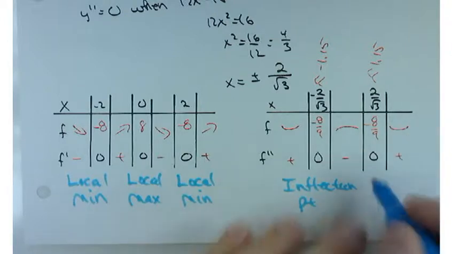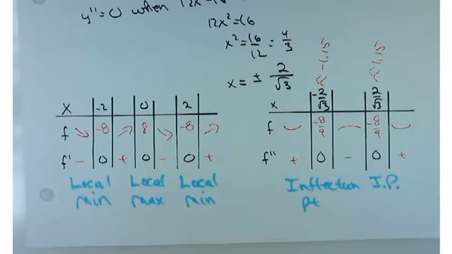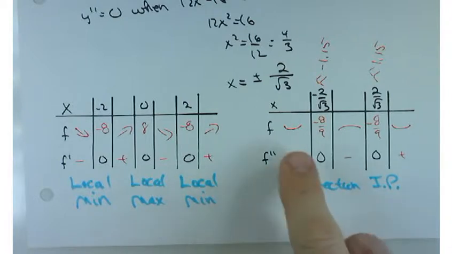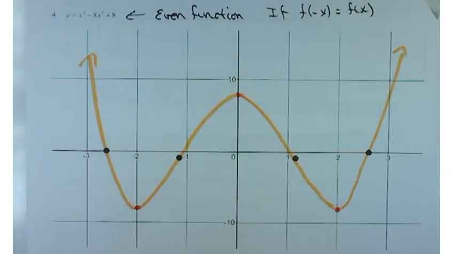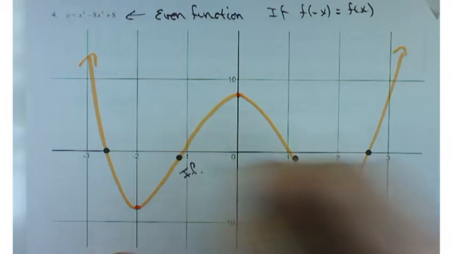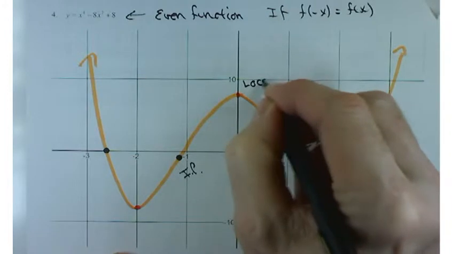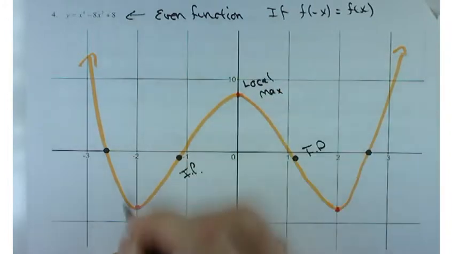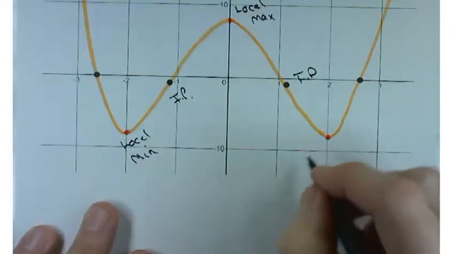Yeah. And this would also be an inflection point. Yeah, they both are. They're inflection points because the concavity changes. So you see it on the graph. Here's your inflection point. Inflection point. This is a local max. This is a local min. This is another local min.